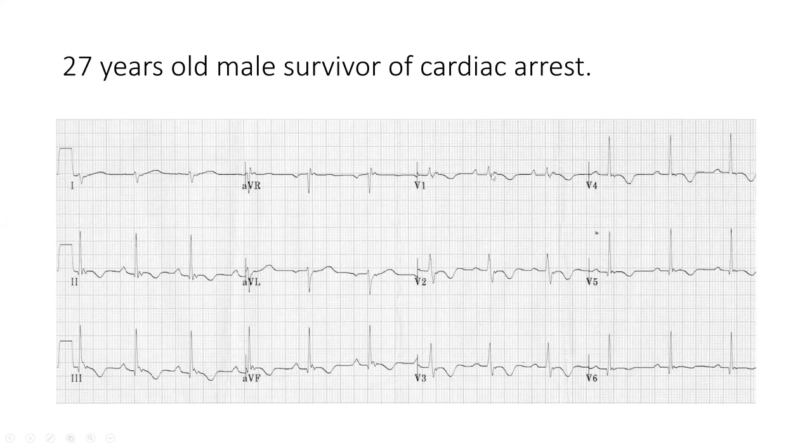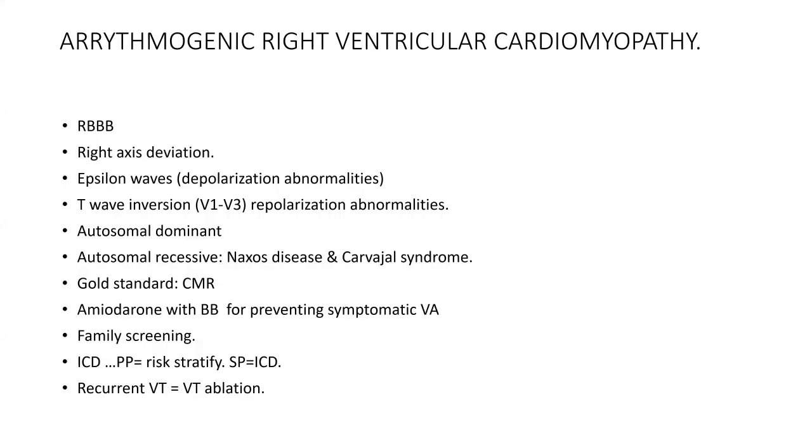And then look at lead V1. V1 is positive, and the T waves are negative, and again the same notch is present here. So with the help of the scenario and the ECG, the diagnosis is arrhythmogenic right ventricular cardiomyopathy. In this ECG, the obvious findings are right bundle branch block, right axis deviation, and epsilon waves after each QRS, which show depolarization abnormalities, and the T wave inversions were obvious, which show repolarization abnormalities in these patients.